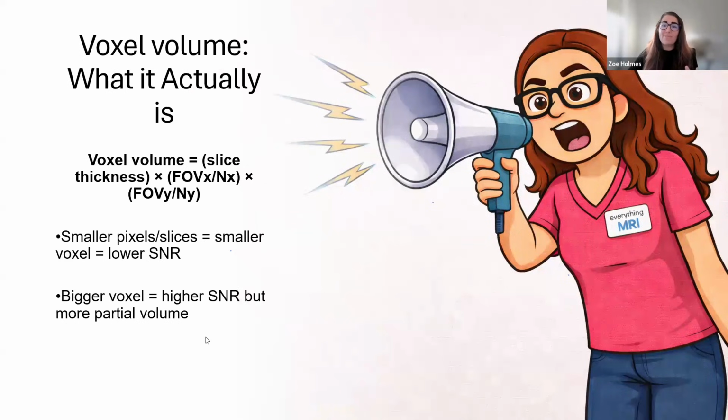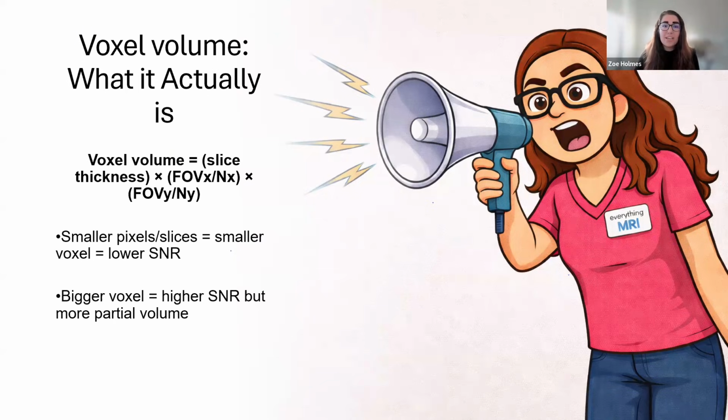So voxel volume, what am I talking about? What is it actually? Let's make it concrete. Voxel volume is the slice thickness multiplied by pixel area. Pixel size is determined by your field of view, divided by the matrix in each direction. So thicker slices, a larger field of view, or a smaller matrix all increase your voxel volume and therefore your signal to noise ratio.